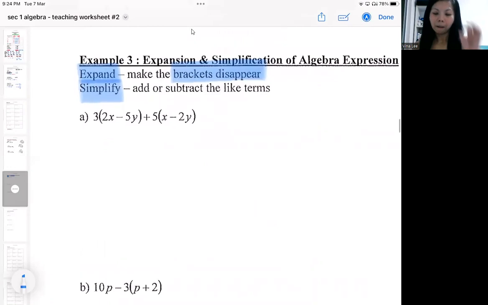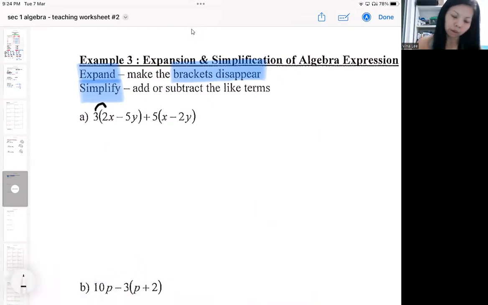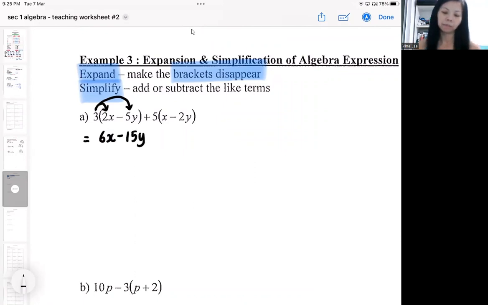When you see brackets, like bracket times, or added brackets, you need to make the bracket disappear first. So this is what I'm going to do. I'm going to make the bracket disappear. There is a first bracket here. So I will get 6x, from 3 times 2x. Then 3 times minus 5y will be minus 15y. There is another bracket to make disappear.